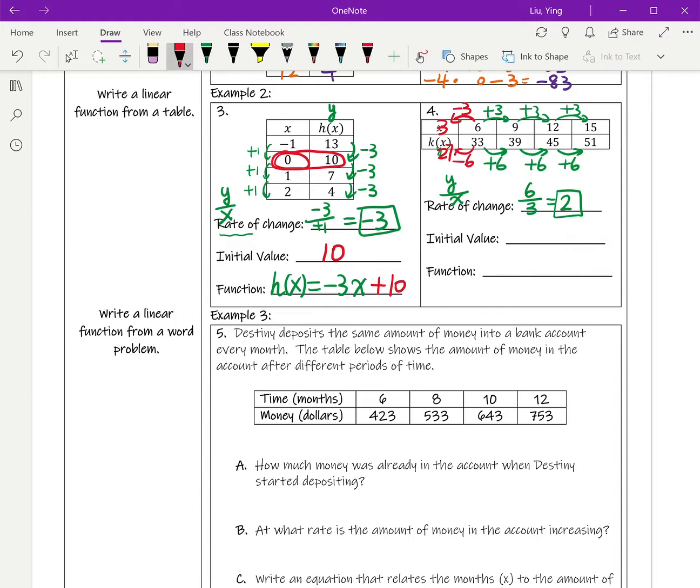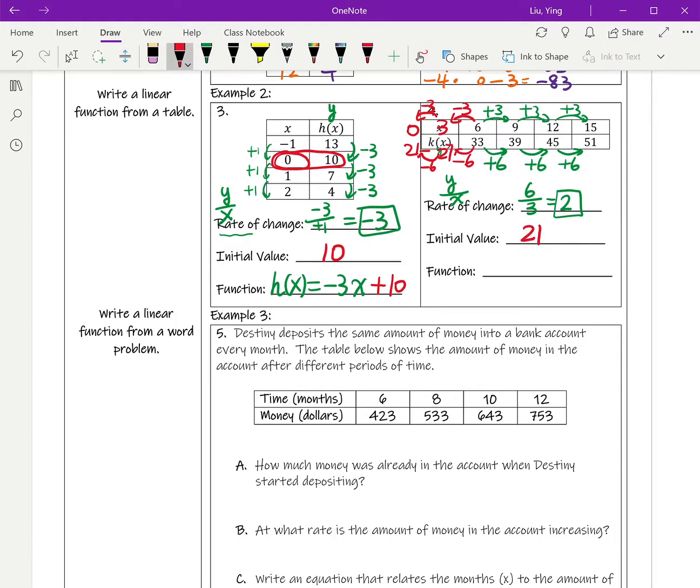But that's not the initial value yet because x is not 0 yet. So we need to go backwards one more time. And that's going to give us 0 because 3 minus 3 is going to get us 0. And we can stop here. We just need to make sure that the y value is also going back one more time. So 27 subtract 6 is going to be 21. So this 21 here is going to be our initial value.